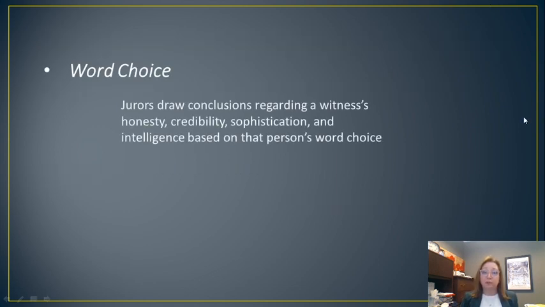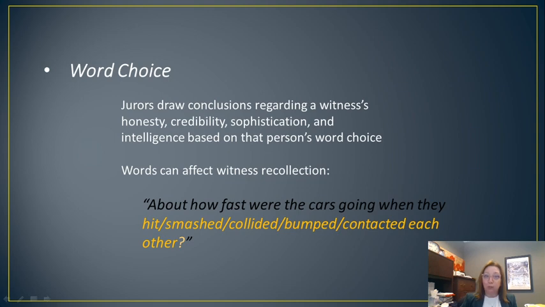The word choice is a very important thing, too, because words can be tricky and can mean different things, and depending on the choice of words that we use, the jurors and judges and the attorneys will draw different conclusions. So, for example, there was a study done where witnesses were asked the same question about a car accident, changing the word, and the question was something like, how fast were the cars going when they hit? And somebody was asked, how fast were the cars going when they smashed into each other, or they collided, or they bumped, or they contacted each other.